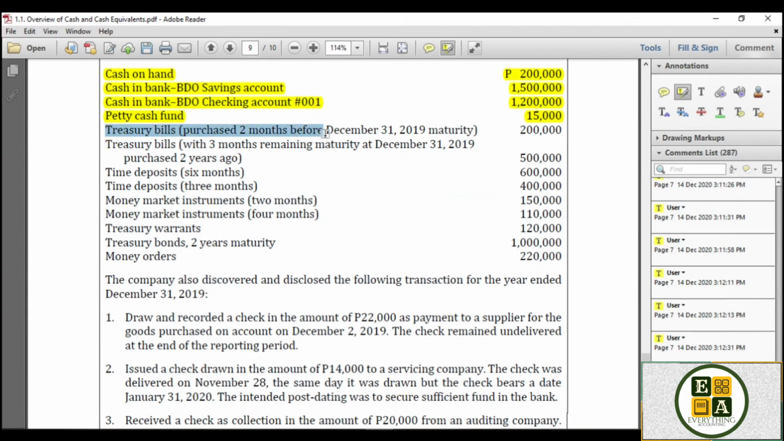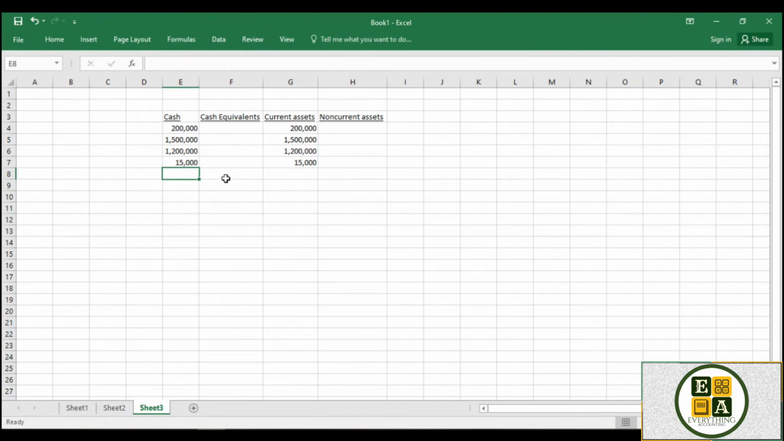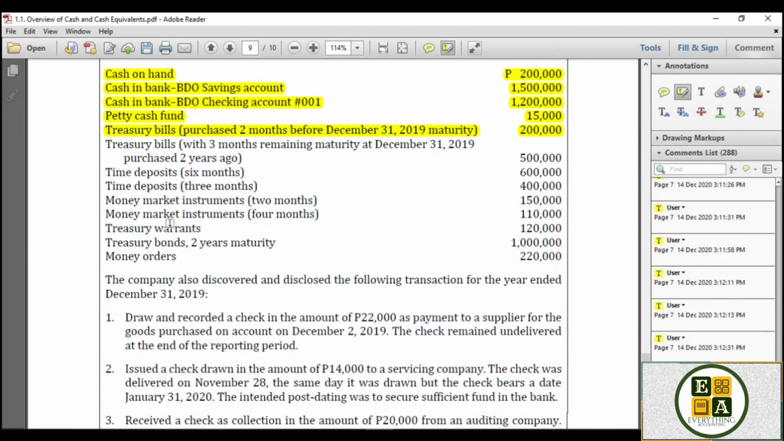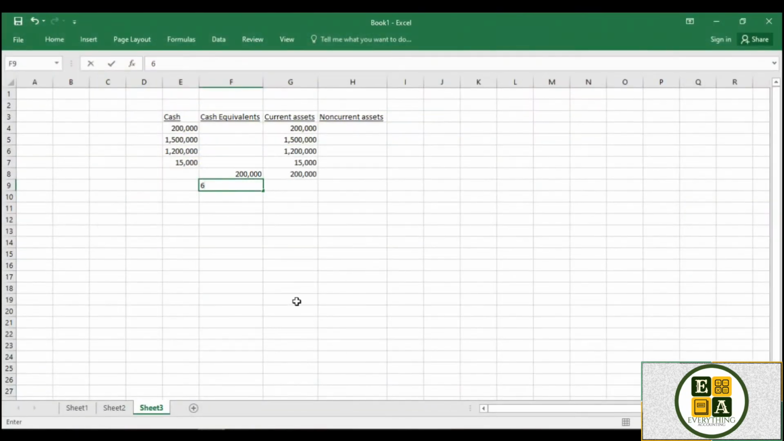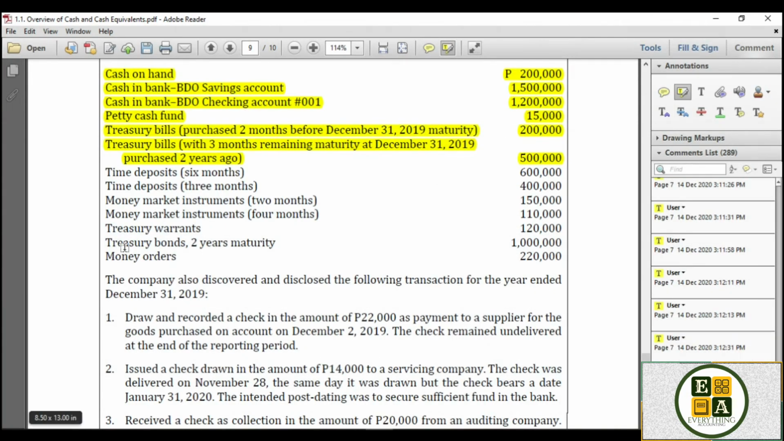Then treasury bills, this one kanina na-qualify natin to as cash equivalent. So cash equivalent siya 200,000 pero pasok siya as current asset 200,000. Then next, treasury bills, eto 3 months yung maturity pero purchase 2 years ago, other current asset na lang to. So pasok na lang dito sa current asset na 500. Then time deposit, we have here time deposit.